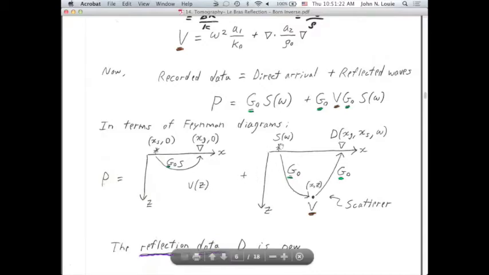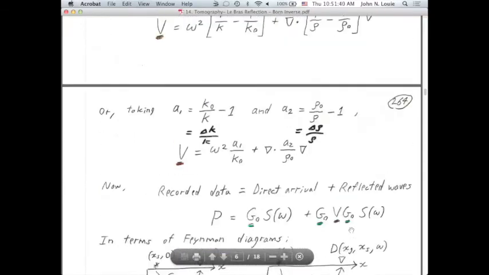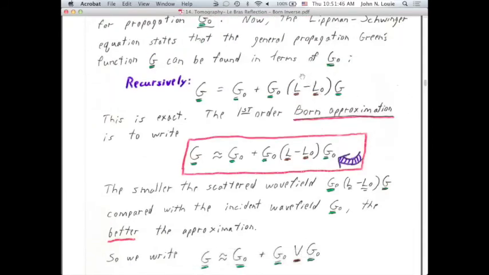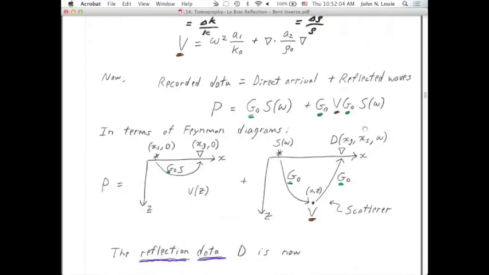And then we're adding, from the source, G naught down to the scatterer with the scattering potential V. That's at x and z. And then another G naught back up to the receiver. Okay. And I hope this Lippmann-Schwinger equation makes it clear how the scatterer becomes a kind of an image source, a virtual source, right? It's really the act of plugging this equation back into itself recursively. That's what makes the image source.